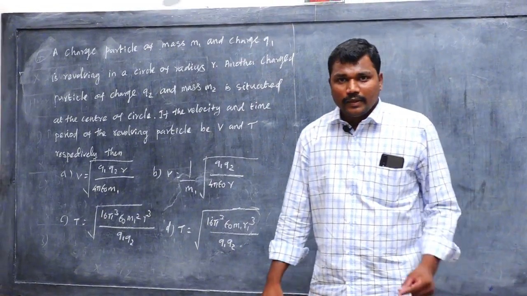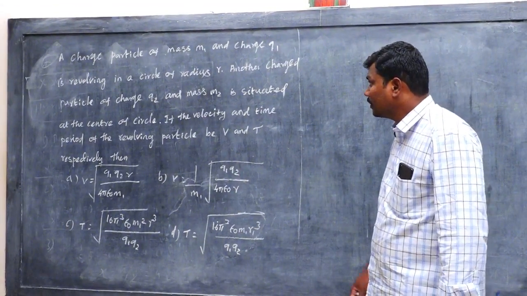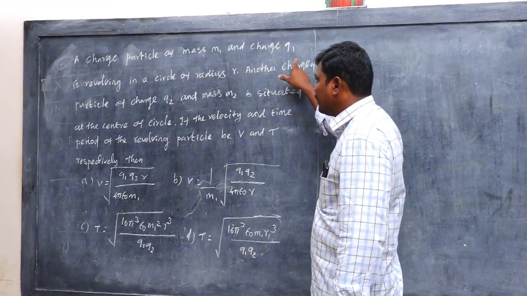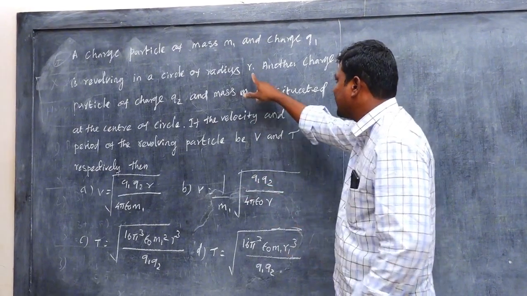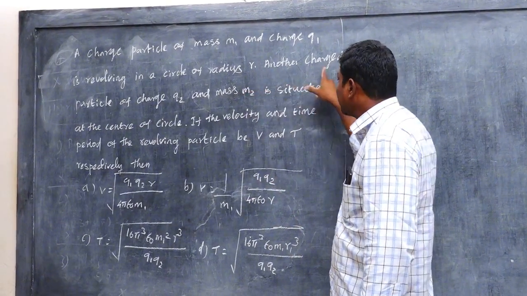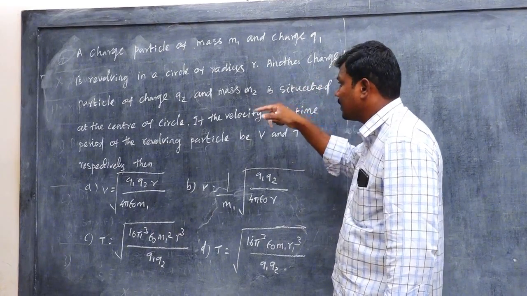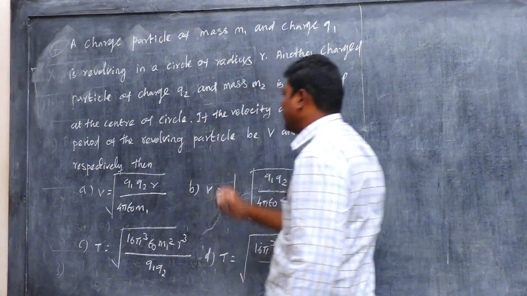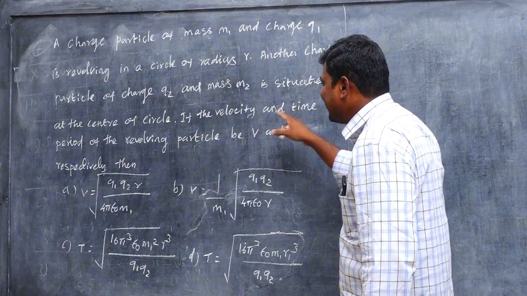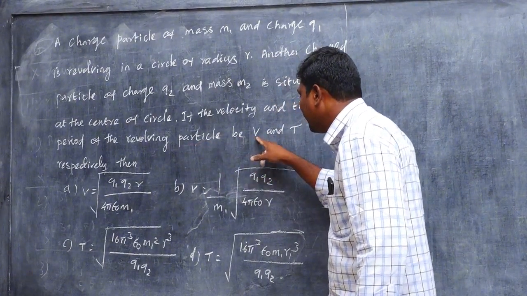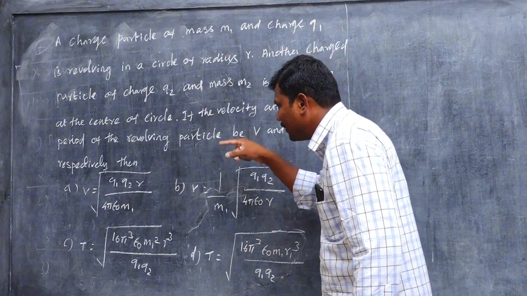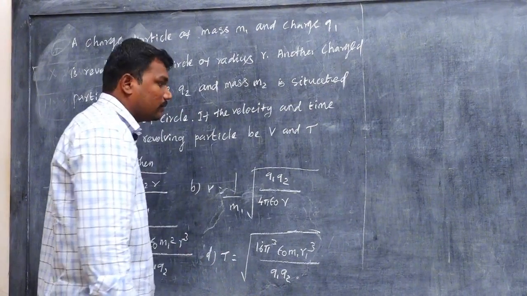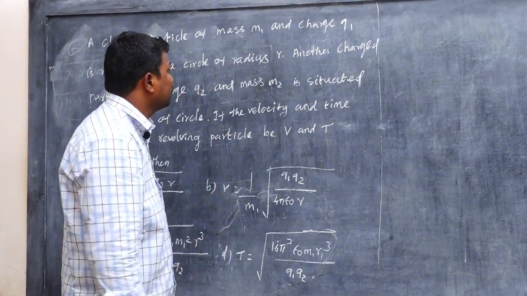In this problem, a charged particle of mass m1 and charge q1 is revolving in a circle of radius r. Another charged particle of charge q2 and mass m2 is situated at the center of the circle. If the velocity and time period of the revolving particle are v and t respectively, then... Four options are given. How do we solve this problem?